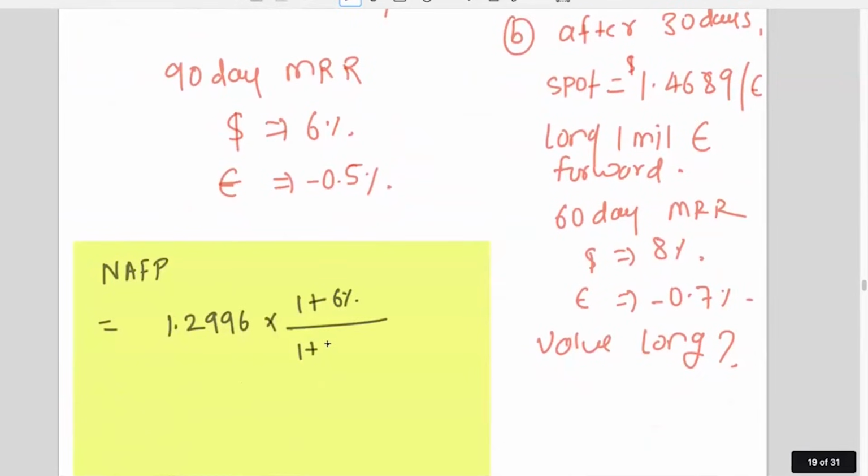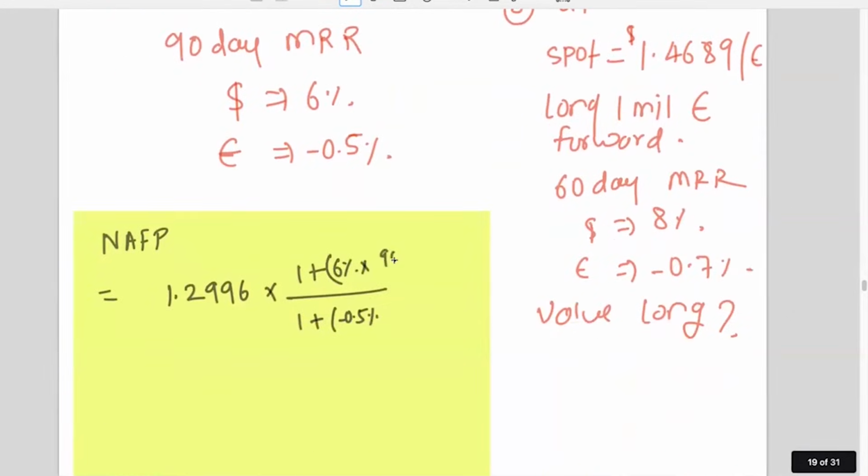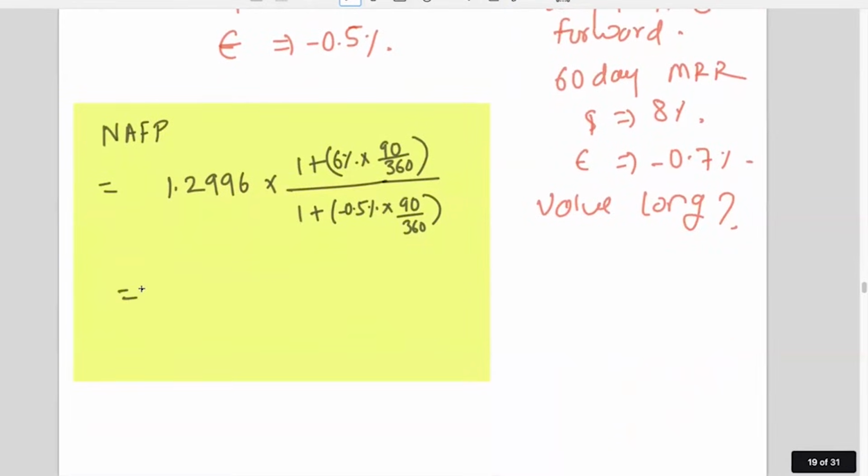The rates are consistent. This will become 1 plus 6% into 90 by 360, divided by 1 minus 0.5% into 90 by 360. We're using the MRR style. That's it, done. So let's do it on the calculator and let's do this together.